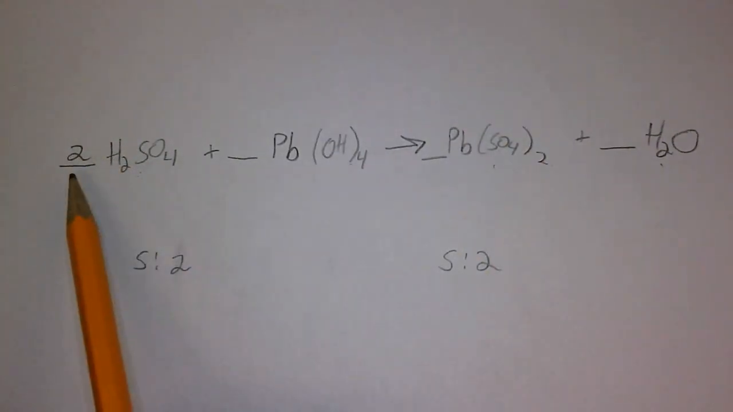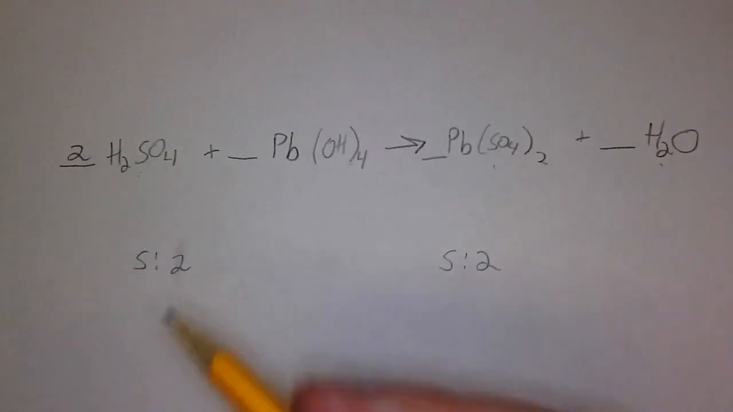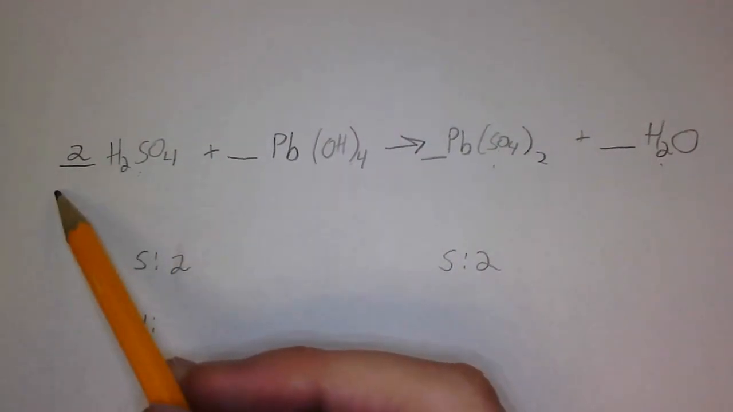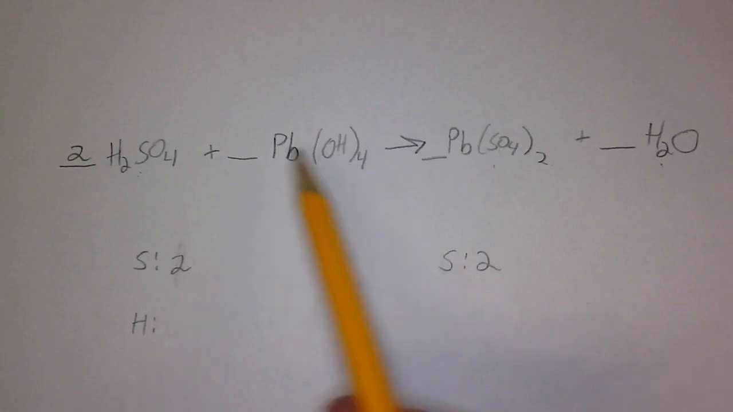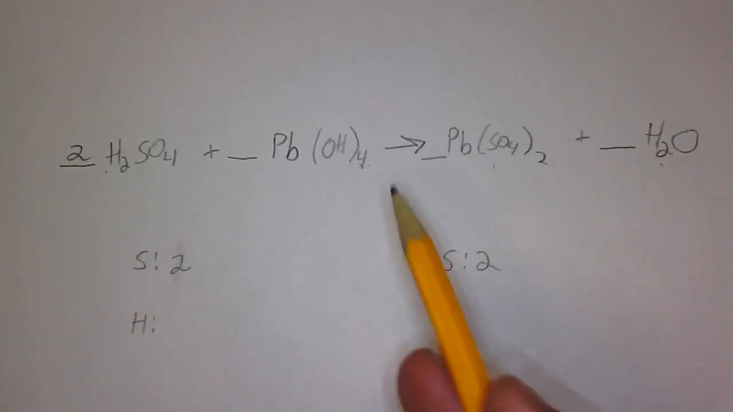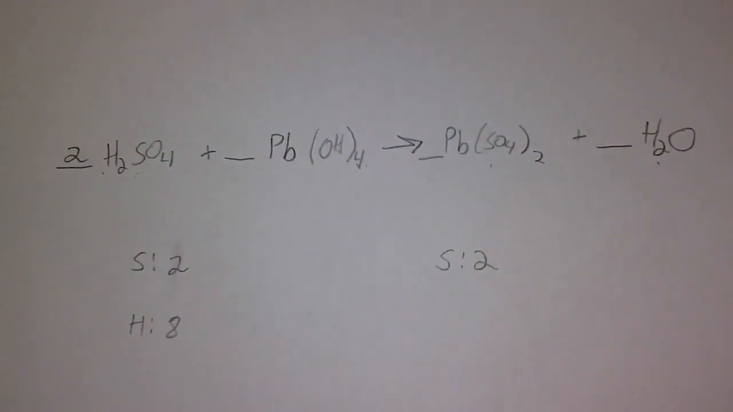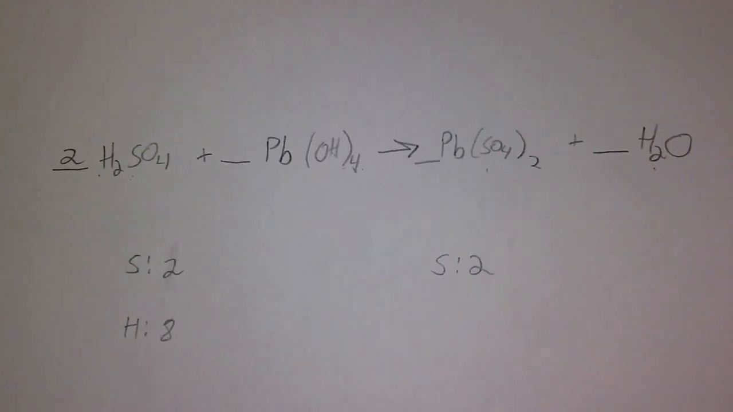So 2 times 2 gives me a total of, for hydrogen, 4 hydrogens, but I also need to account for these hydrogens as well. So I actually have 4, 2 times 2 is 4, plus 4 hydrogens for a total of 8 hydrogens. Again, if I'm going too fast, rewind the tape and try it again and see if it makes more sense.